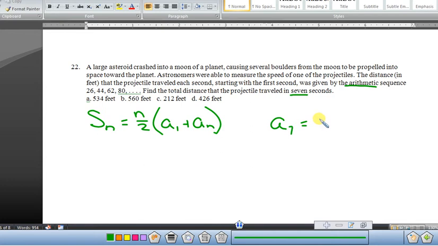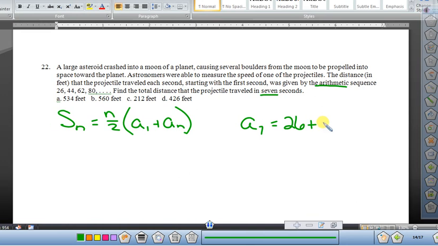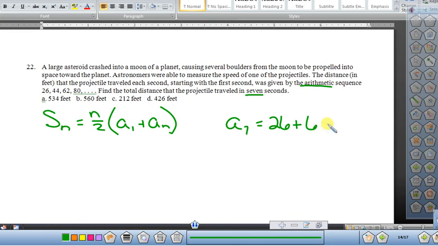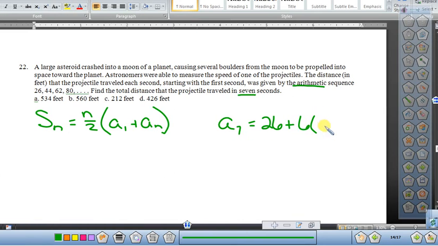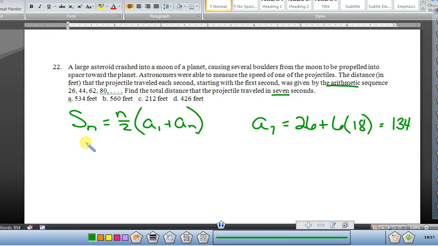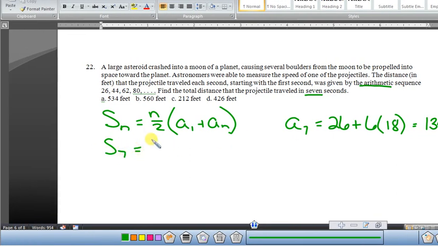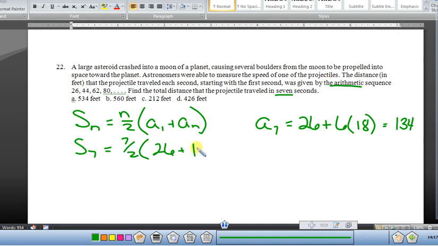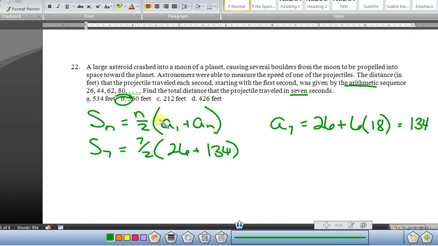And we're going to do that by plugging in the first term plus n minus 1, which is 6 because n is 7, and d we said was 18. And then when you calculate that, you're going to get 134. So let's go back over here. We're going to plug in a 7 and a 7 divided by 2, and we know that the first term is 26. And we just figured out the 7th term, which is 134. And when you put this into your calculators, you're going to get 560 feet.